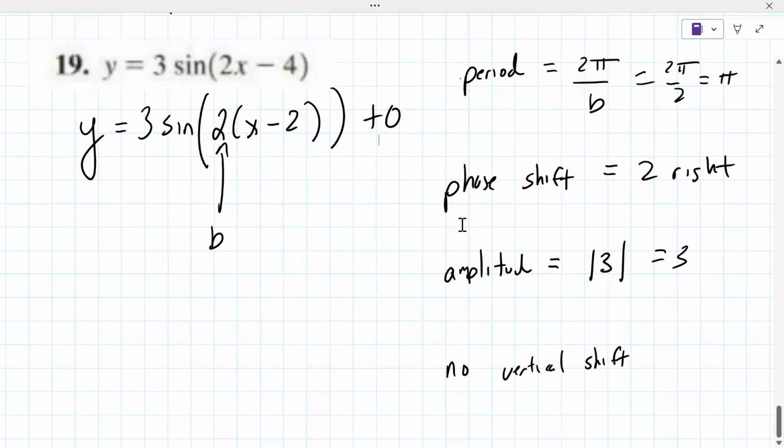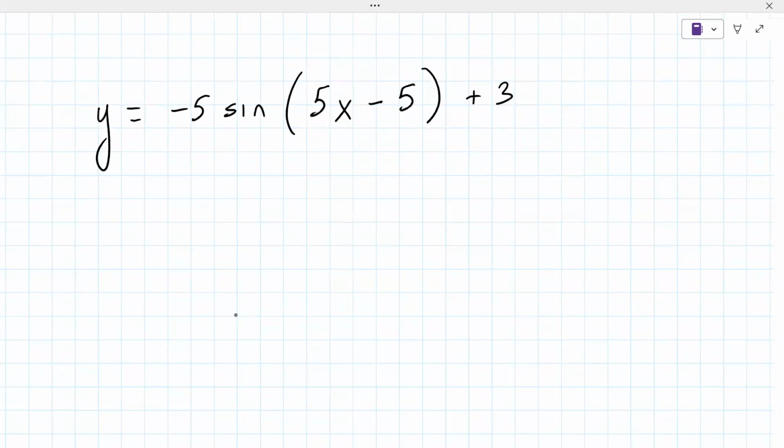Have you do the same thing, find the period, the phase shift, the amplitude, and whether there's a vertical shift. Sound okay? All right. So let's say it's y equals -5 sine 5x minus 5 plus 3. So I'm looking for period, phase shift, amplitude, and vertical shift.